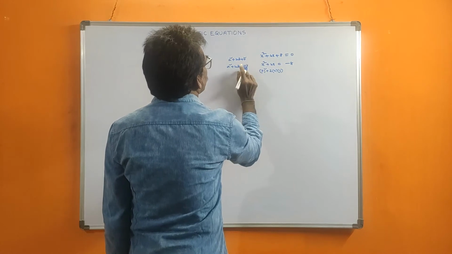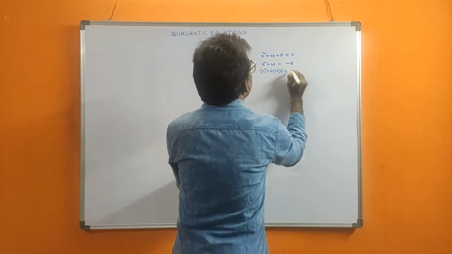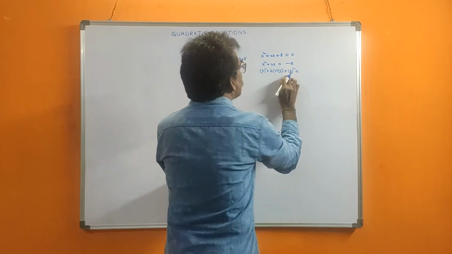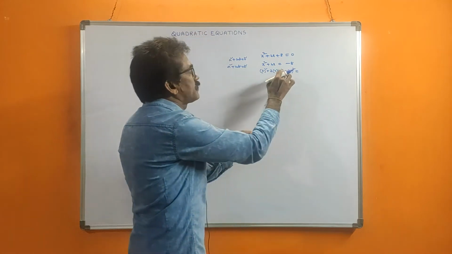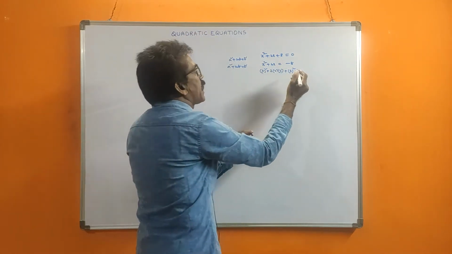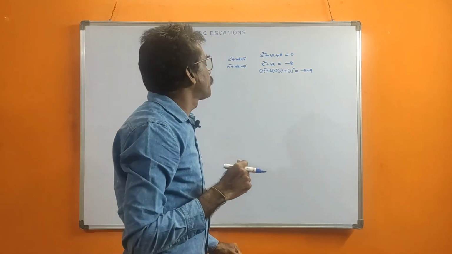If we add b square, then it becomes a perfect square. So add b square. What is b? b is 3, so 3 square we should add. 3 square means 9. We added 9 this side, so because this is an equation, that side also we add 9. Then there is no change.